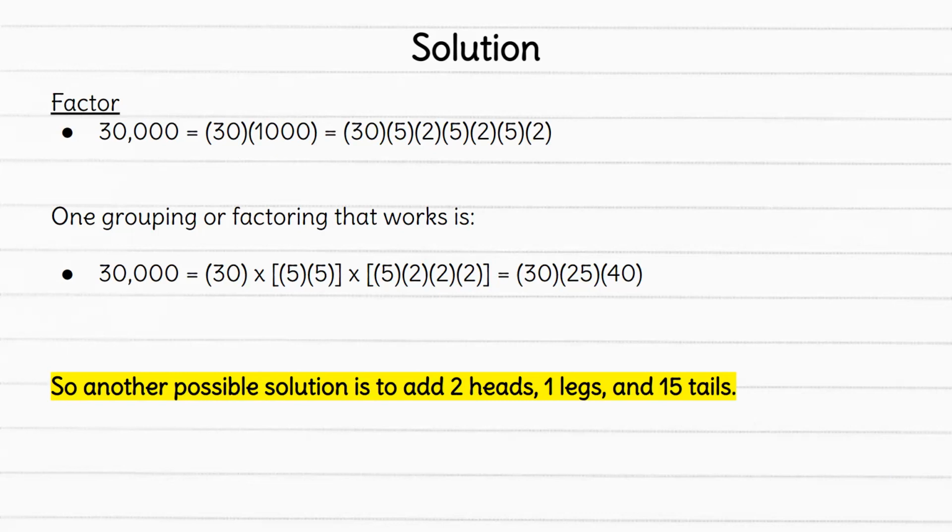Now another way we can do this without having to do trial and error is factoring. We can factor 30,000 to get 30 and 1,000, and we can factor it down even more. The reason why we want to keep 30 is because we know that in the end it has to be 30,000, so something has to multiply by 30. And then one way of grouping can be seen here, where we group the 5s and 5s together to make 25, and then the 5s with 2s to make 40. And then we'll get 30 times 25 times 40, which gives us an additional 2 heads, 16 legs, and 0 tails.